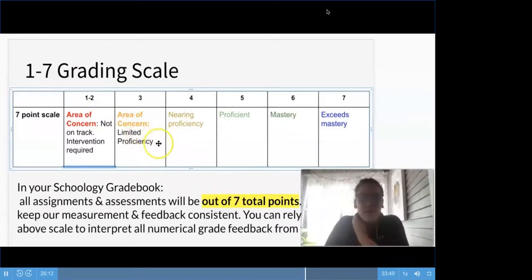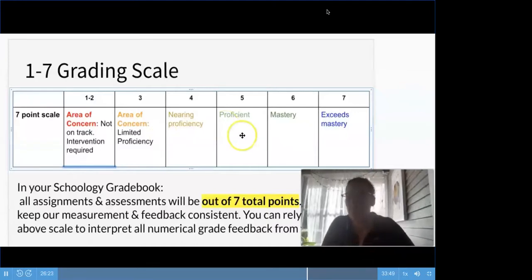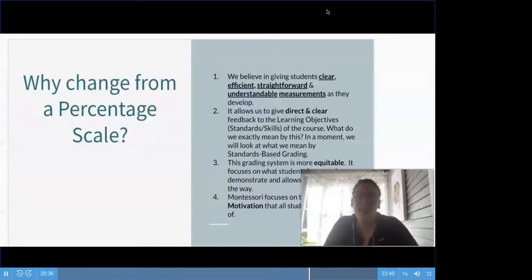3 is a limited proficiency. A little bit more of an area of concern, but not necessarily needing an intervention. 4 is nearing proficiency. 5 is proficient. 6 is mastery, and 7 is exceeding mastery. And you'll notice there are no percentages there. And we are going away from those percentages because we need to give students clear, efficient, straightforward, and understandable feedback, understandable measurements that they can develop.